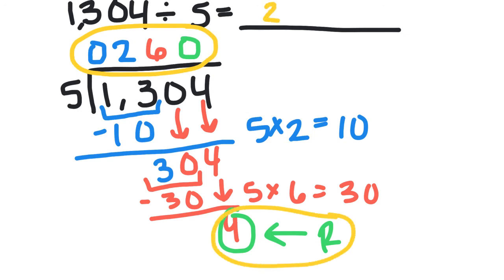So my answer is 260 with a remainder of 4. And there's your long division or your standard algorithm.